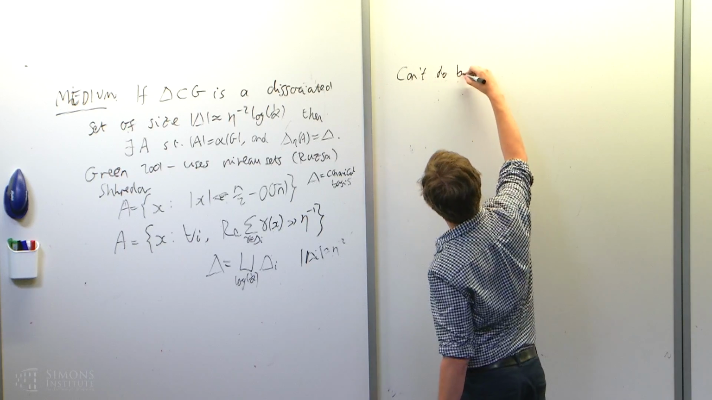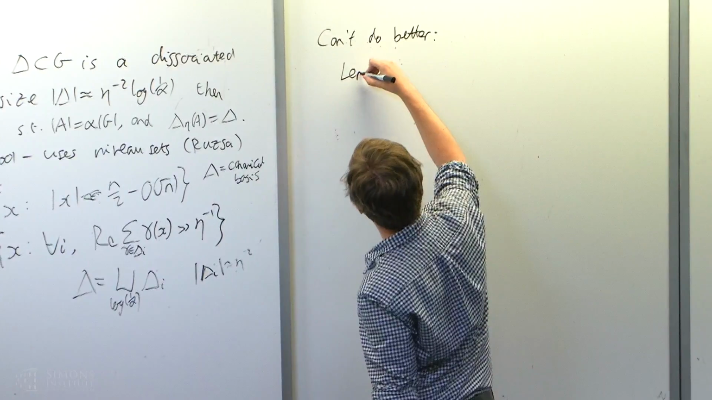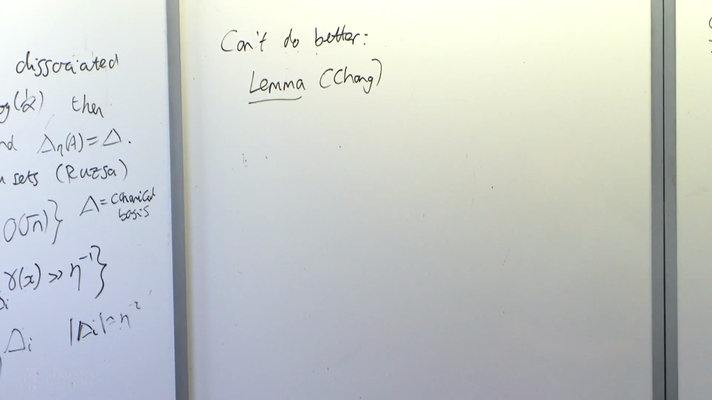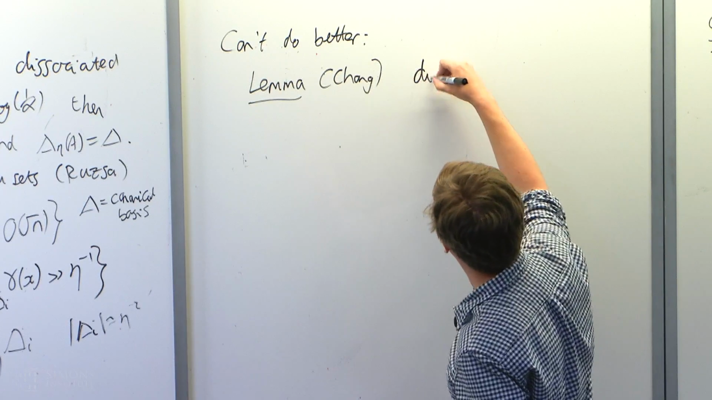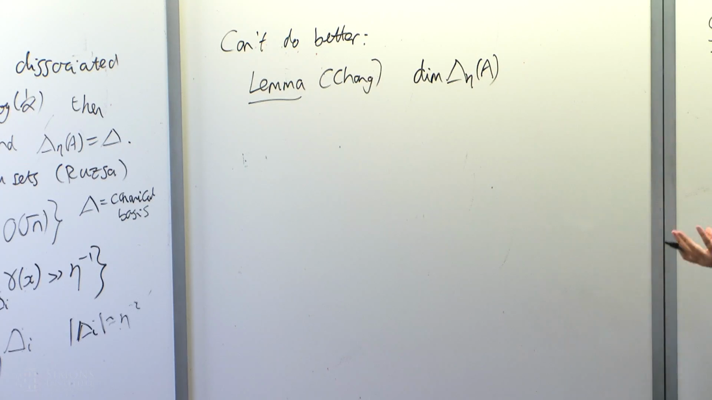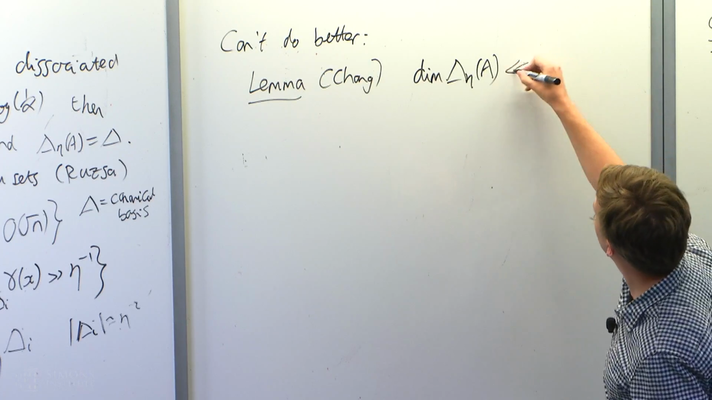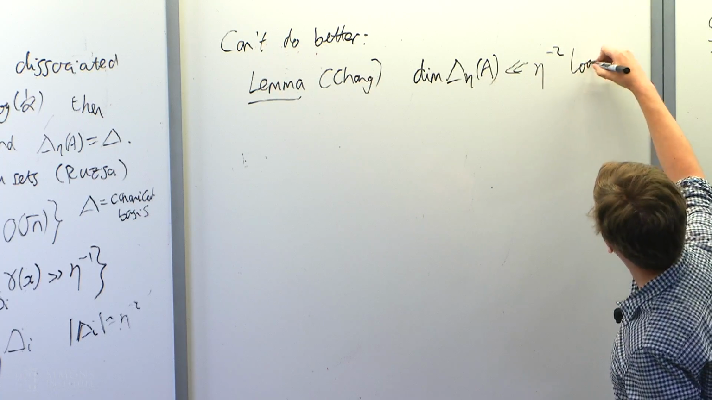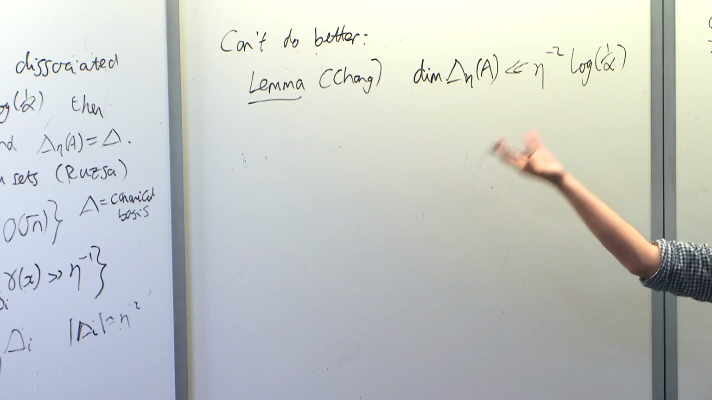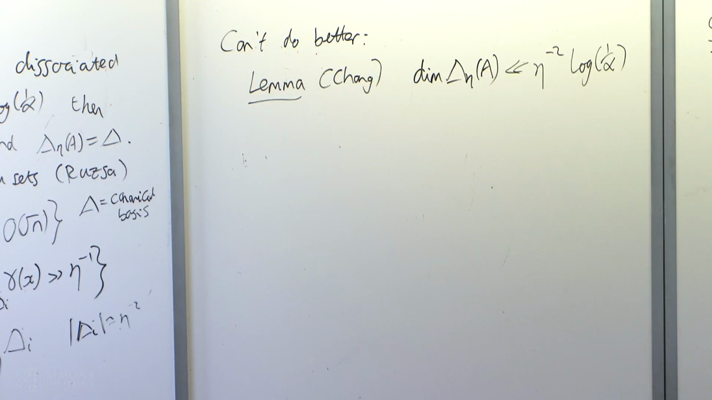It can't do better, which is a result of Chang. And Chang's lemma says that the dimension, by which I sort of mean the obvious thing, the largest dissociated subset it contains. In other words, everything else in the spectrum can be expressed as a sum of this many things additively. The dimension is at most e to the minus 2 log 1 over alpha. And this construction shows that this is indeed sharp. And this is the reason Ben Green originally did this construction, to show that Chang's lemma is sharp.